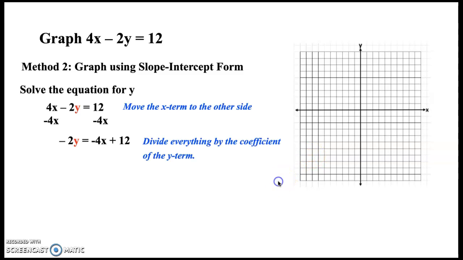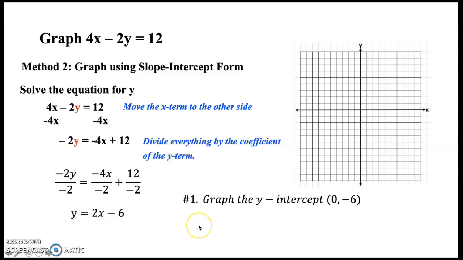Now the last step is to divide everything by the coefficient of the y term. The coefficient of my y term is negative 2. I'm dividing everything in the equation by negative 2. This will get y by itself. So here I'm left with y. Negative 4 divided by negative 2 is positive 2x, and a positive 12 divided by negative 2 is negative 6. This is slope-intercept form. y equals mx plus b.